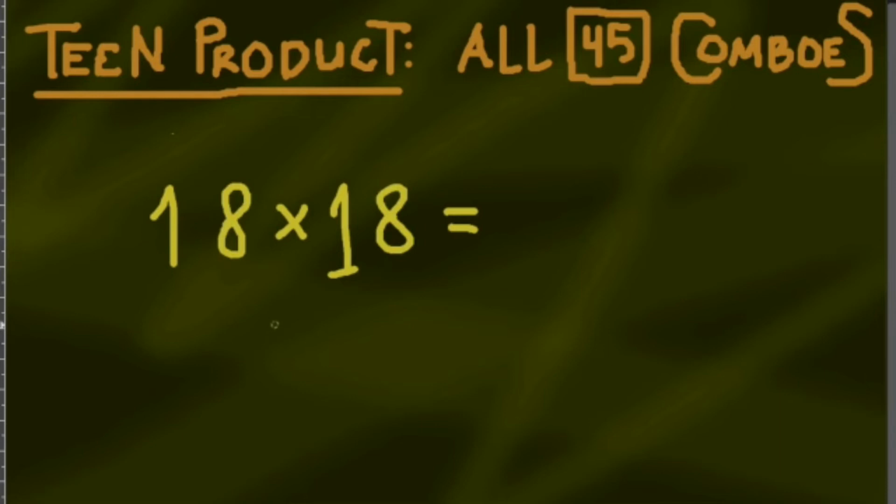18 times 18, this becomes 4, as in 64. 18 plus 8 is 26. 26 plus 6 is 32. Then it's 324.